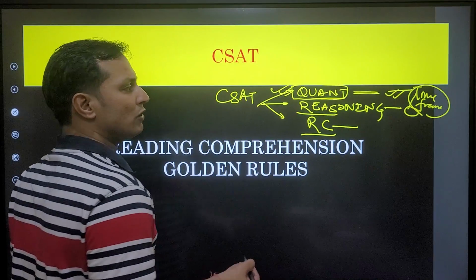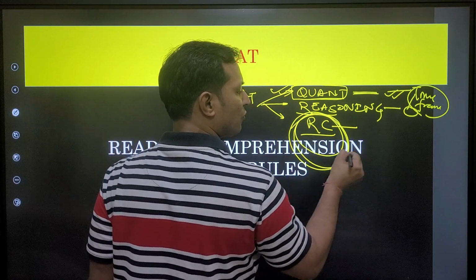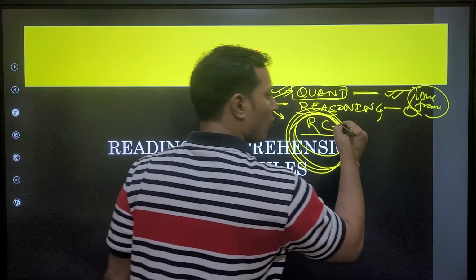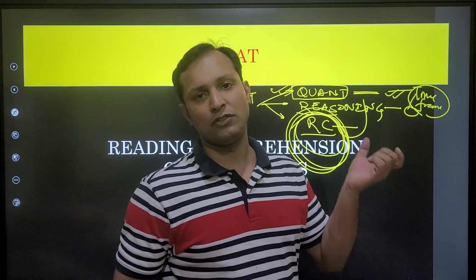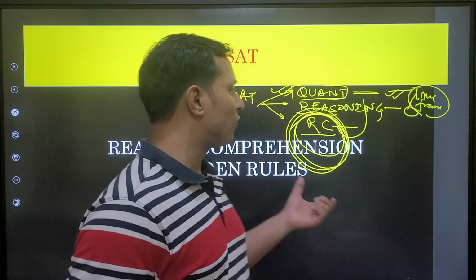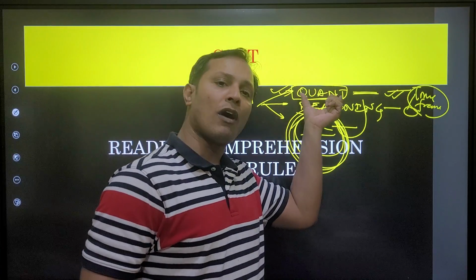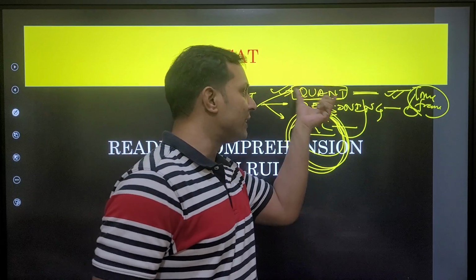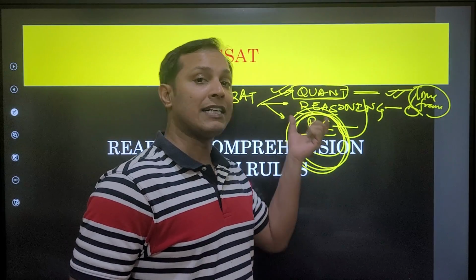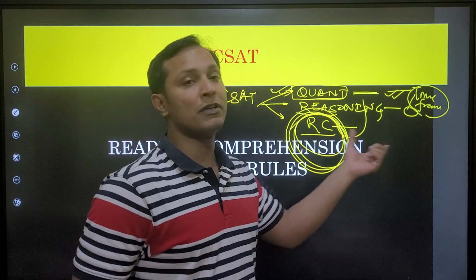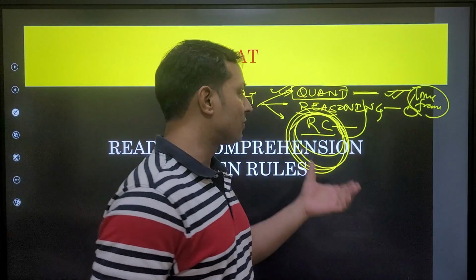So what you need to do to clear the cutoff is score in reading comprehension. If you don't score in reading comprehension more than people who are doing well in quant, you will be struggling to clear the cutoff. Therefore, you have to first identify what is your strength. If you're weak in quant, let me again repeat, then in reading comprehension you have to score more, you have to attempt more questions, and only then will you be able to crack the cutoff very easily.